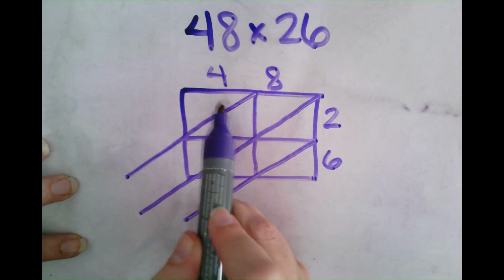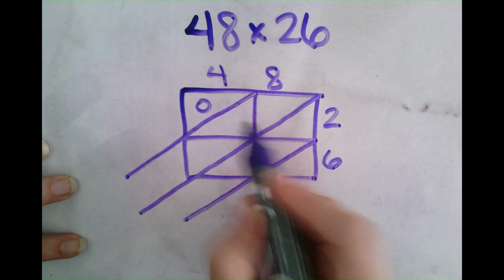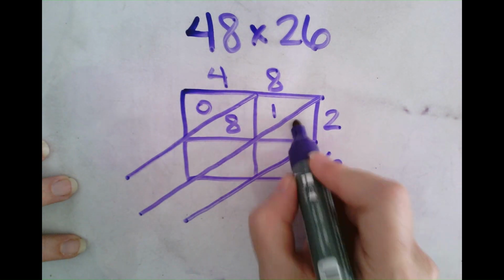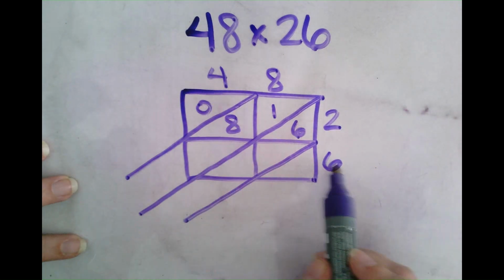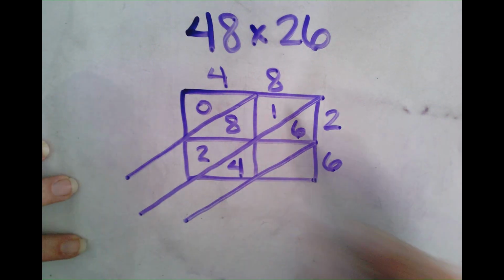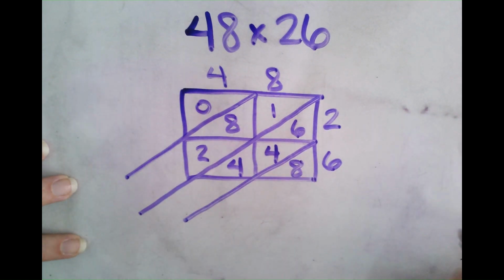In this box, I'm going to put 4 times 2. 4 times 2 is 8. That's 0 tens and 8 ones. 8 times 2 is 16. That's 1 ten and 6 ones. 4 times 6 is 24. So that's 2 tens and 4 ones. And 8 times 6 is 48. So that's 4 tens and 8 ones.